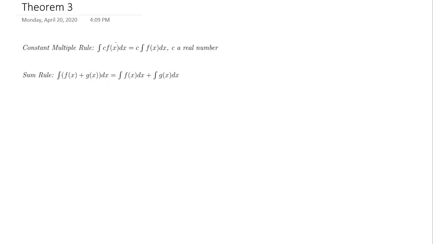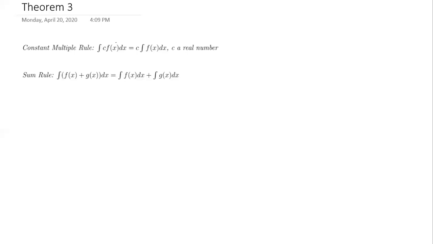For example, if you want to take the indefinite integral of a constant times a function, you can move the constant outside, just as we do with derivatives. Second, if you have the indefinite integral of a sum of functions, well, we can just split it as the indefinite integral of one function plus the indefinite integral of the other function.